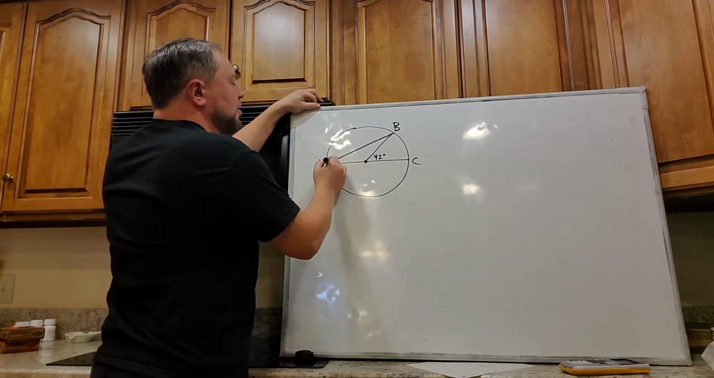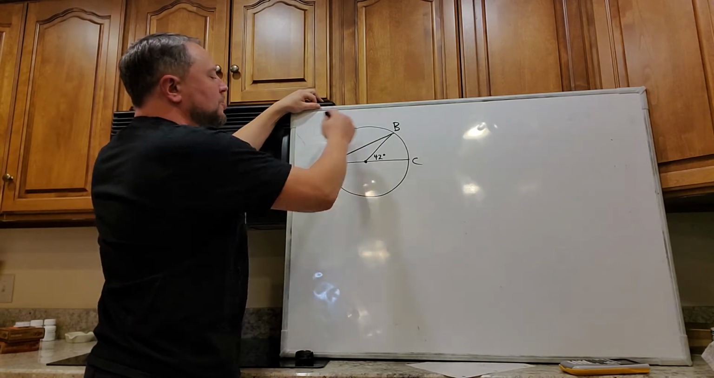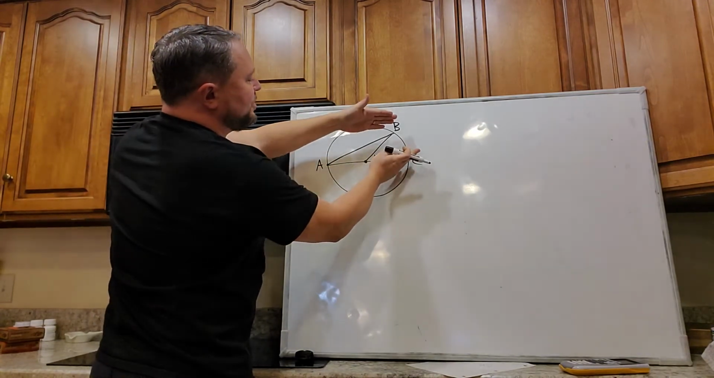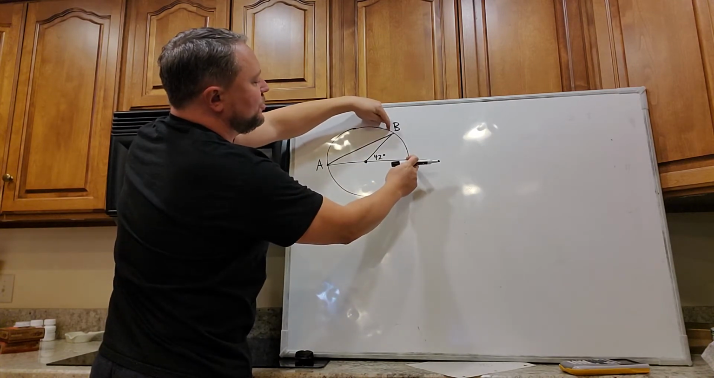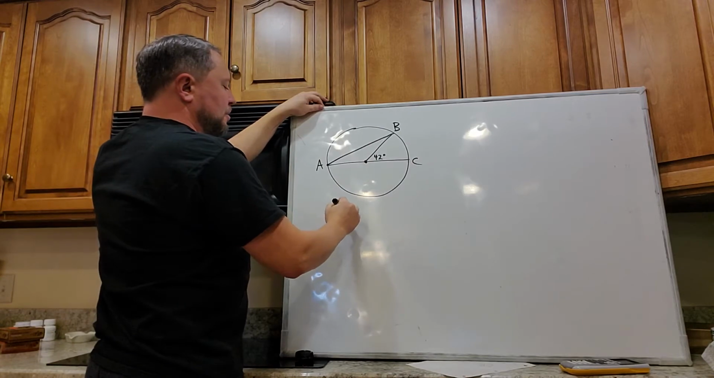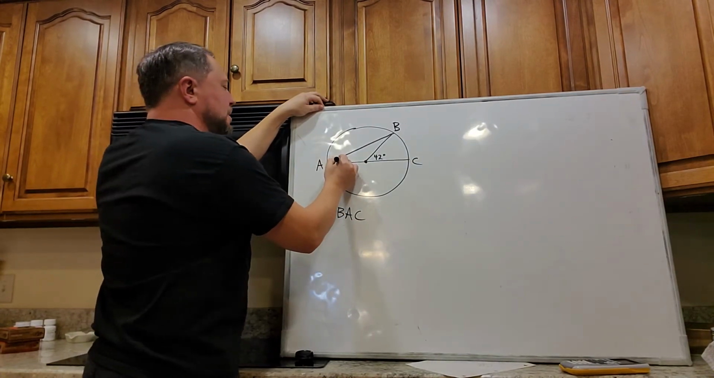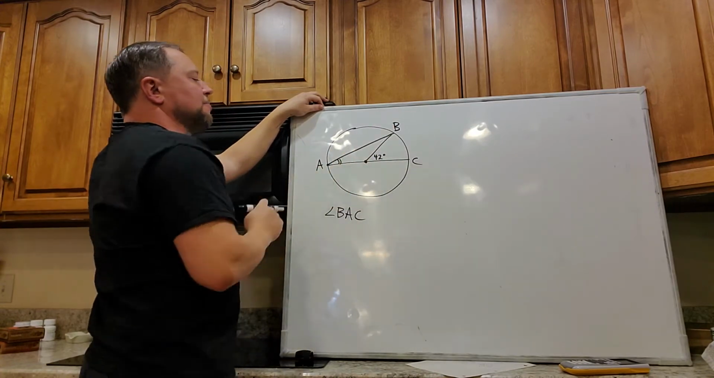But you'll notice, for example, back here at A, that point is on the circle, and if you follow it out, it's got two sides that hit the circle as well. So the angle BAC is an inscribed angle. That's this angle right here, BAC.